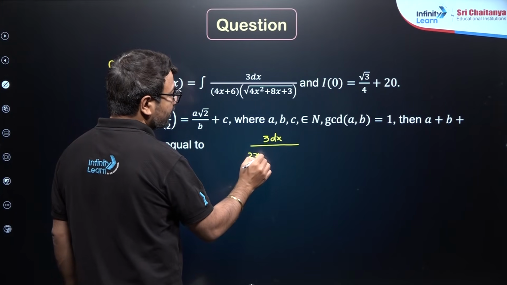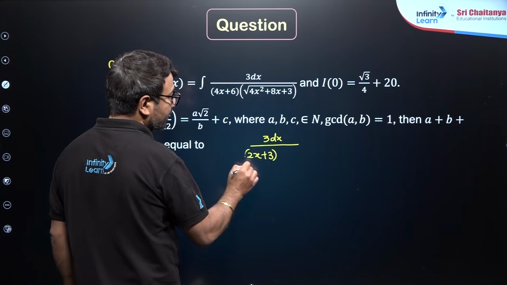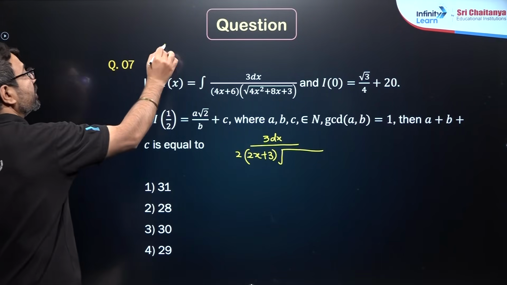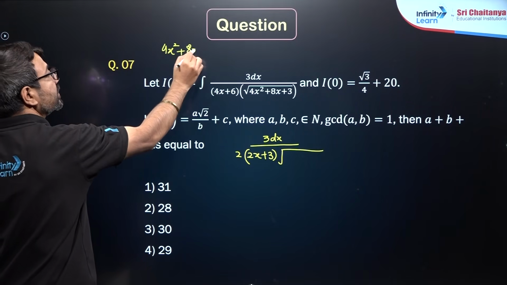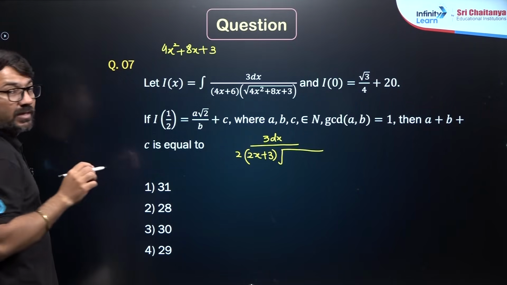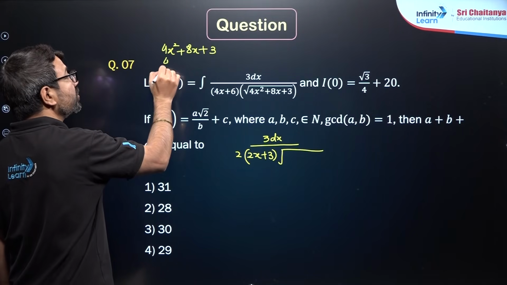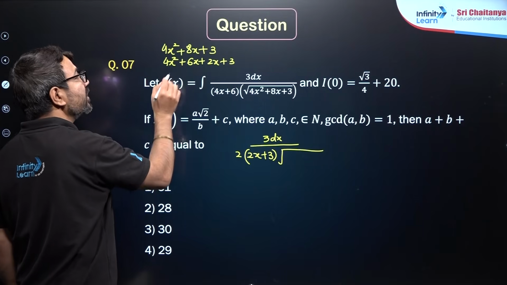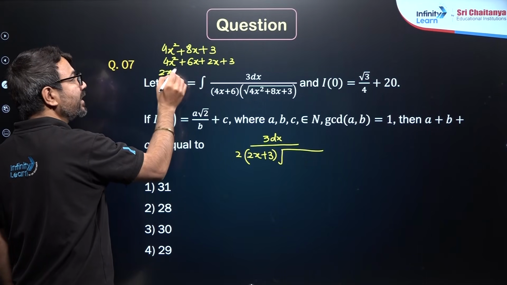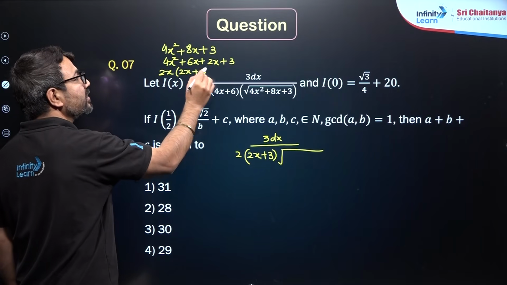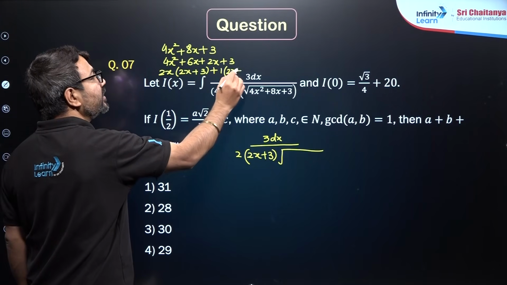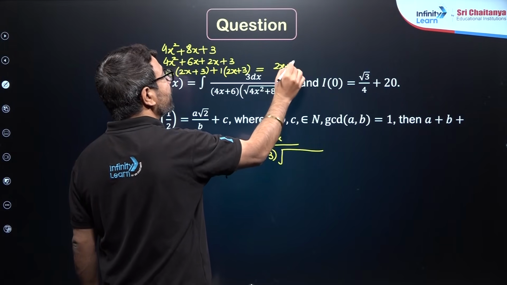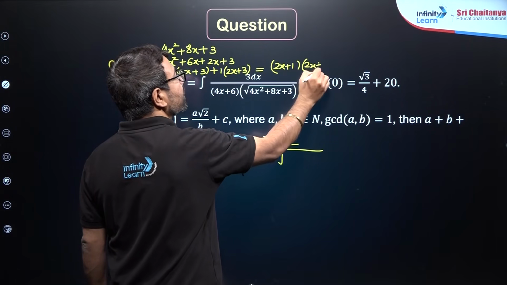If you take 2 common, you will be left with 2x plus 3. However, there is a square root of 4x square plus 8x plus 3. So here 12 is there, no? So this 12 can be broken down as 6x plus 2x plus 3. So here 2x can be taken common and 2x plus 3 is remaining. So 1 times 2x plus 3. So you will be able to understand we are having 2x plus 1 times 2x plus 3.